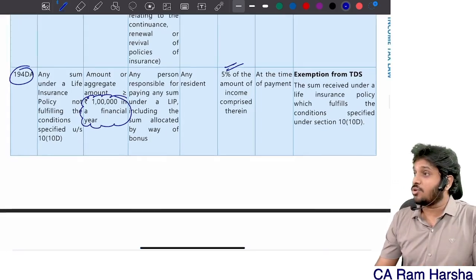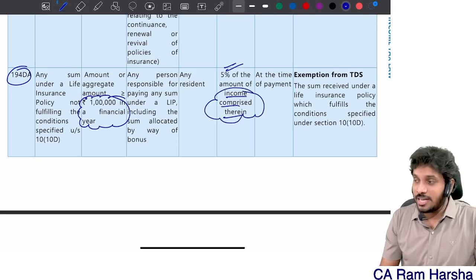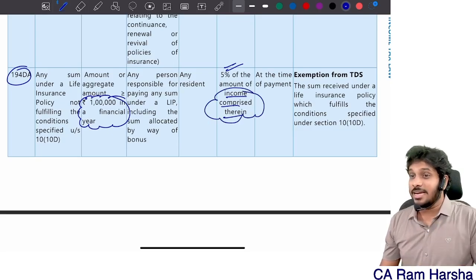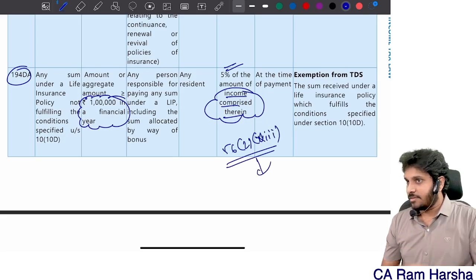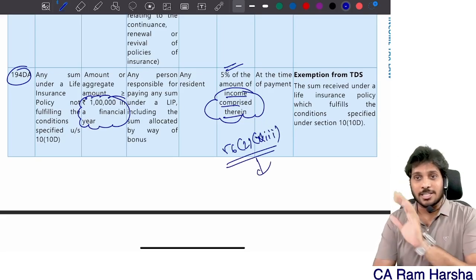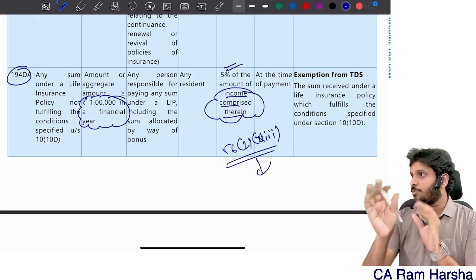On how much amount? On the amount of maturity or income portion? Only income portion. Section 56 subsection 2 clause 13. That section exactly deals with this. They deal with how to calculate income in case of matured policies.